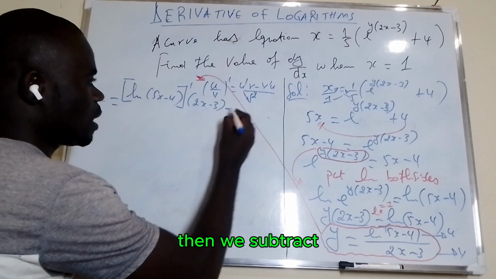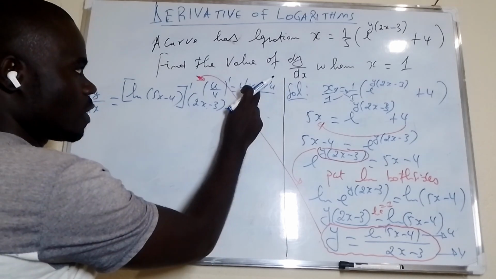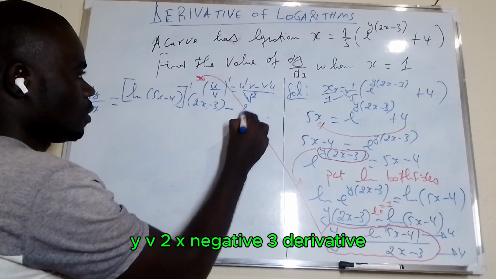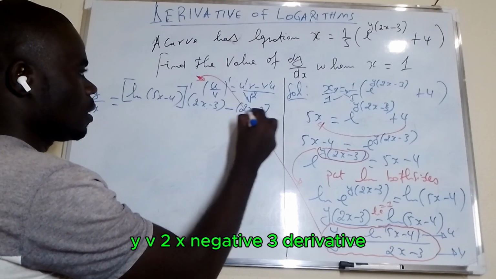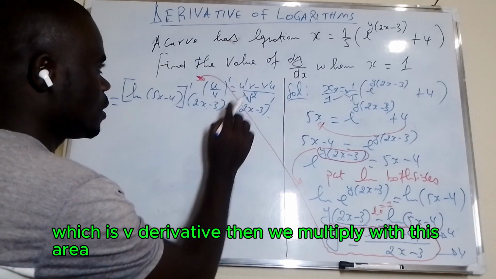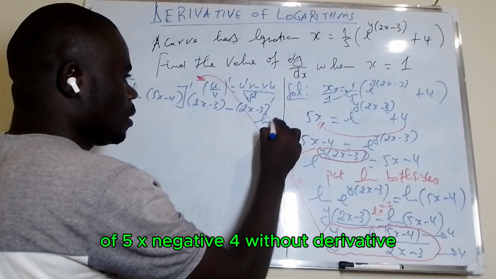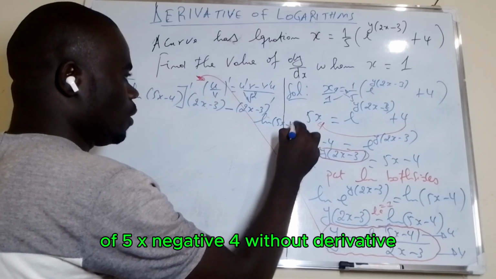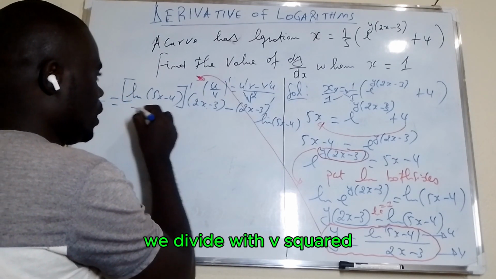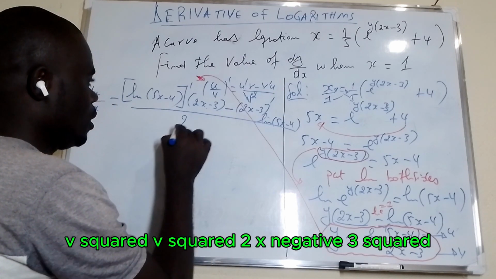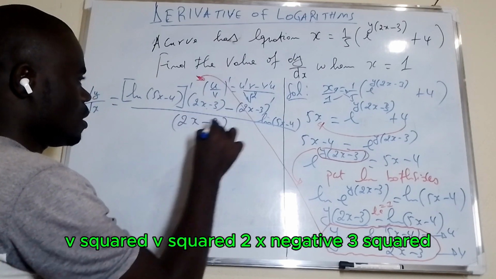Then we subtract, from this formula, v, 2x - 3, whose derivative is v derivative, then we multiply with this ln of 5x - 4, we take the derivative. We divide with v squared, (2x - 3) squared.